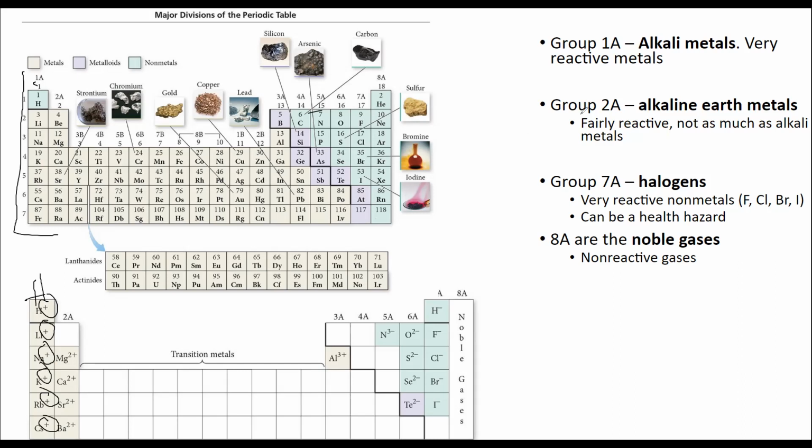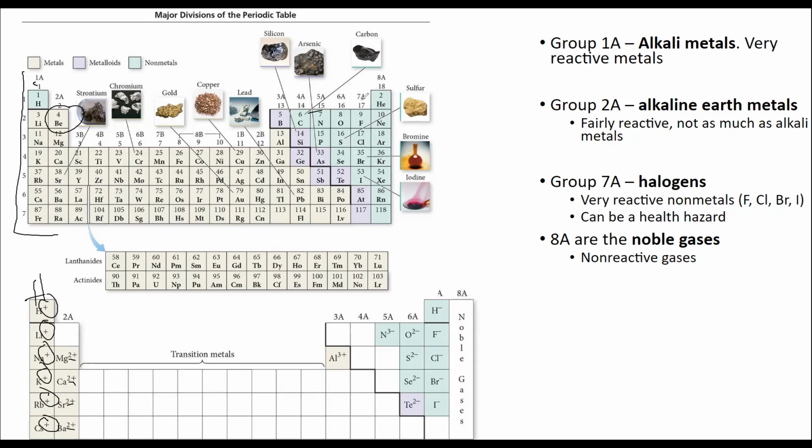Next column over are your alkaline earth metals. They are reactive, but not as much as your alkali metals. They are the second column, so they have a +2 charge. If you notice, Be is actually not here. That's because it's an outlier. Be can have different charges, but we are just going to say for right now, if you're in the second column, you're going to have a +2 charge.